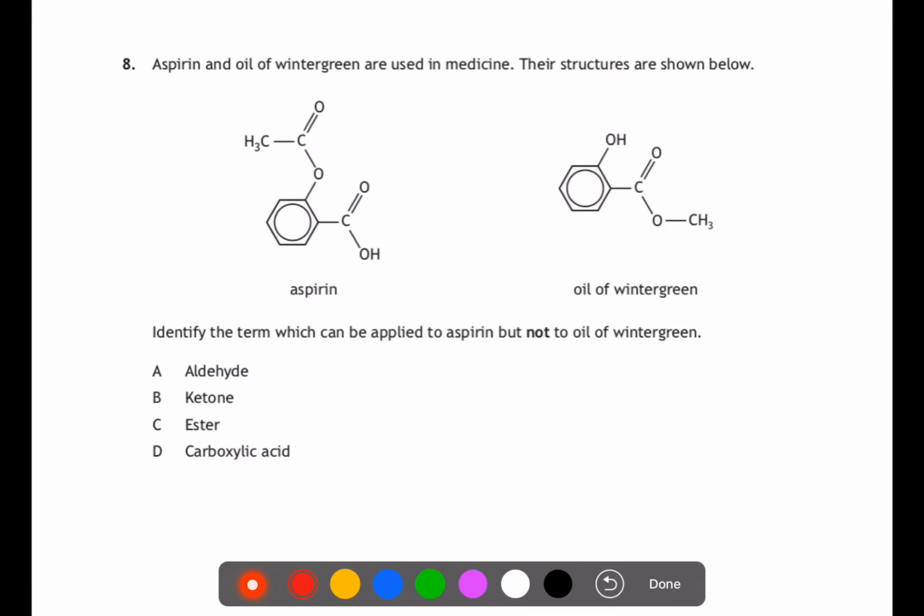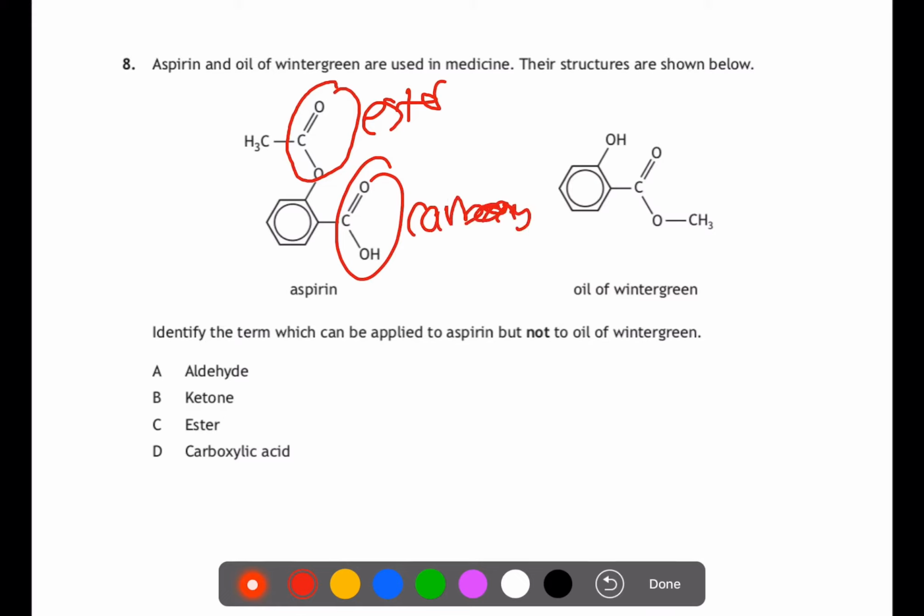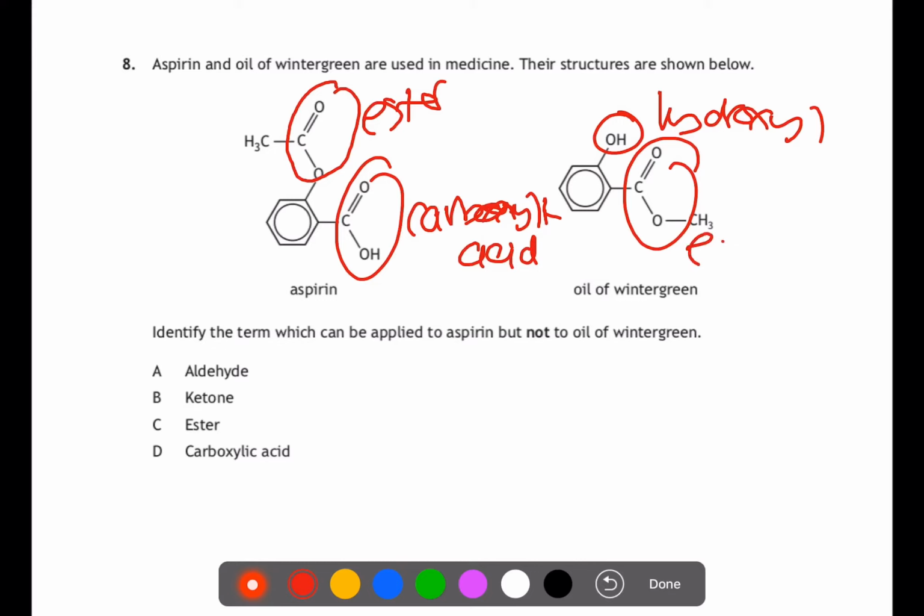Question 8. Aspirin and oil of wintergreen are used in medicines. Their structures are shown below. Identify the term which can be applied to aspirin but not to oil of wintergreen. So all of these terms are functional groups. If we have a look at the molecules, we can see that in aspirin we have an ester link, and we have a carboxylic acid. In oil of wintergreen, we have a hydroxyl group and an ester link. Therefore, the term which applies to aspirin but not to oil of wintergreen is the carboxylic acid.